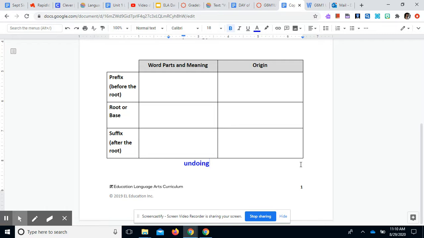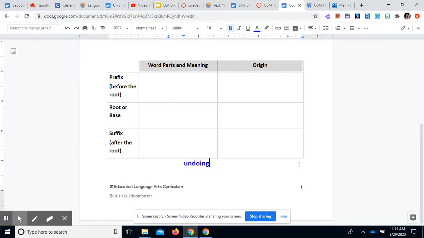It has a prefix, it has a base, and it has a suffix. We talked about how a root and base are very similar. It's the kind of central part of the word where everything else stems from. The difference is that a root word cannot stand on its own, but a base word can.